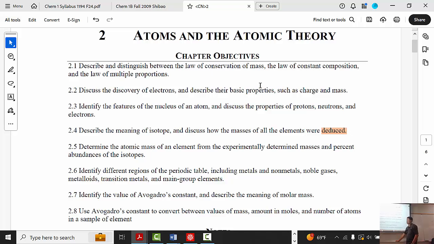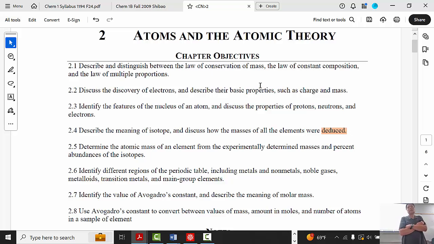Well, I guess deduced, you could use that word, but I would just say, the masses of an atom, for example, you already know that atoms are made up of what? Protons, neutrons, and electrons. So if I have 9 protons, 10 neutrons, and 9 electrons, do you know what atom I'm looking at? What element?